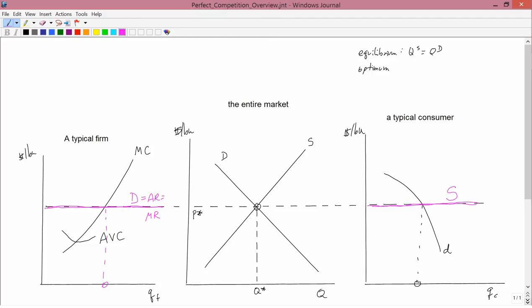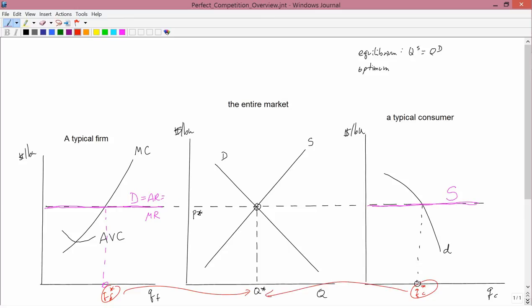Now, the beauty of perfect competition is that if you add up all these little QF stars for each individual firm, and they might be all different from each other, but if you add them all up, what you get is Q star. And if you add up all these QC stars, the individual quantity demanded by the consumers, every consumer is different, and so their QC stars are different, but if you add them all up, you get capital Q star again.